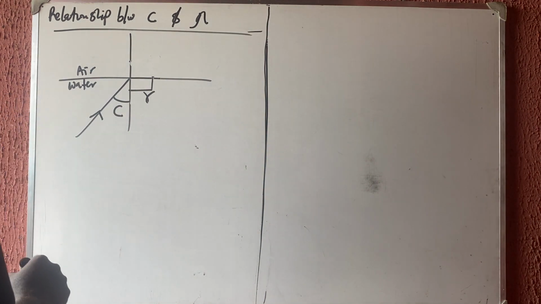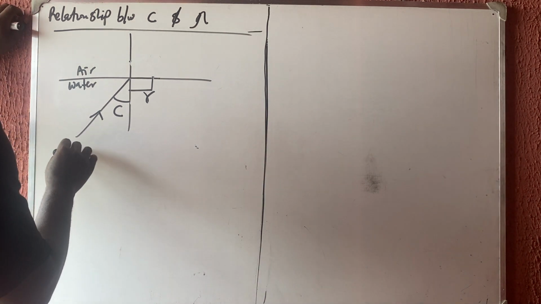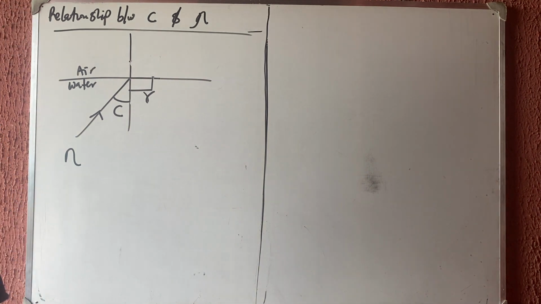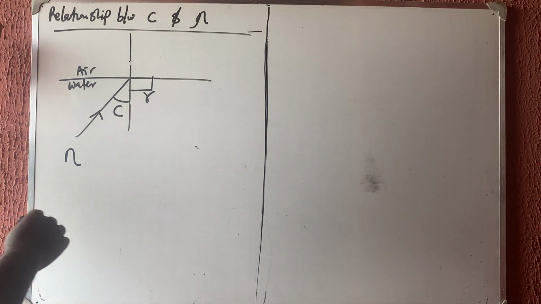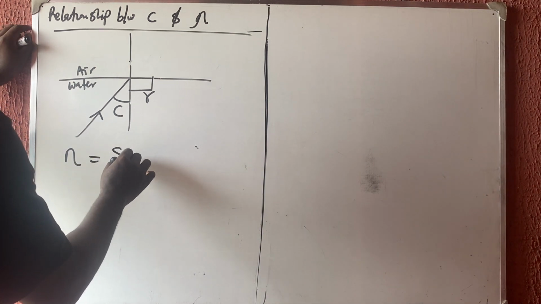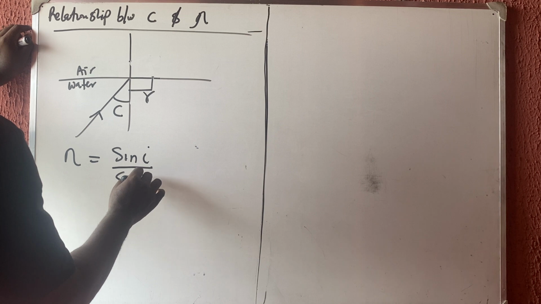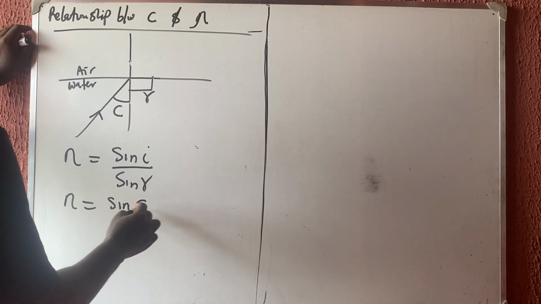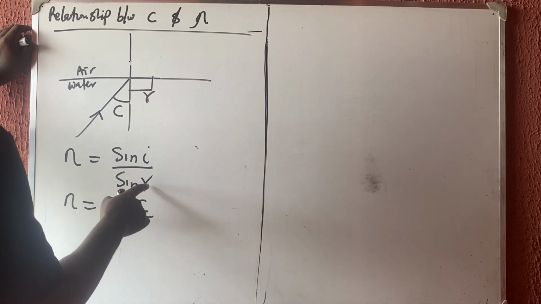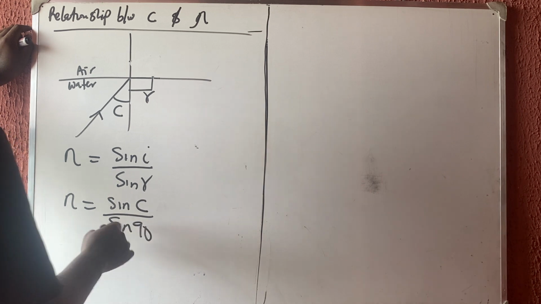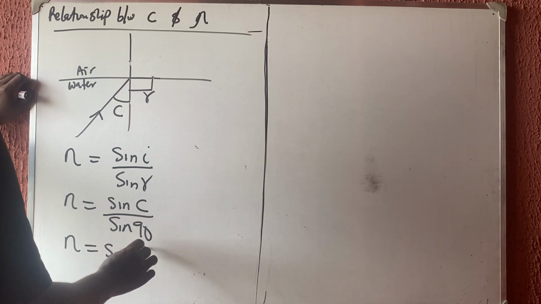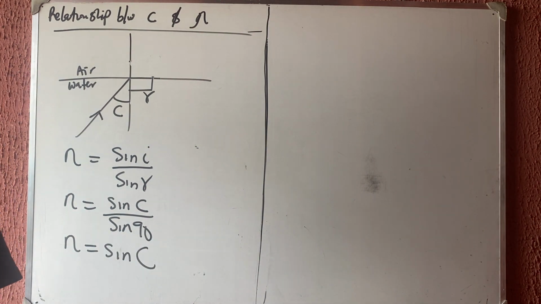Now having this, you know the meaning of this? Incident, incident what? Refractive index is equal to what? Sine I over sine R. So I have that this is equal to sine the critical angle, because my I here is the critical angle, all over my R here, which is 90. So sine 90, and sine 90 is 1, which shows that the refractive index is equal to the sine of the critical angle. Please note that. That is very, very important to note.